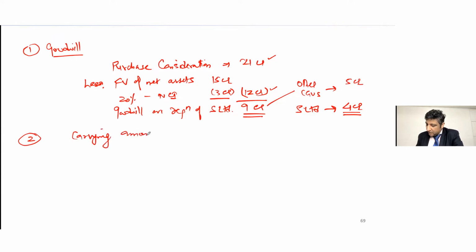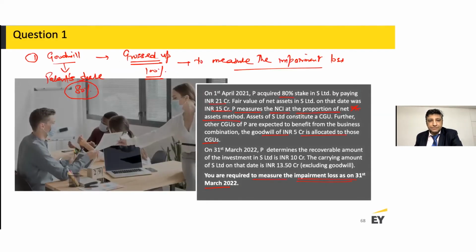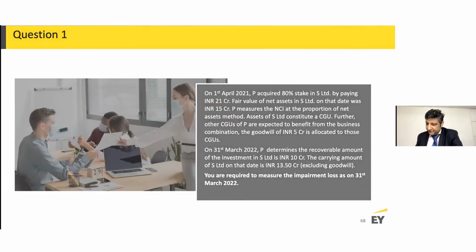All right, now the second step that we have got is basically about measuring what is your carrying amount and recoverable amount on the date of reporting, which is 31st of March 2022. So let's mark it here. This was 1st of April 21. This is 31st of March 22. The carrying value is provided to us as 13.5 excluding goodwill. So we'll take that.